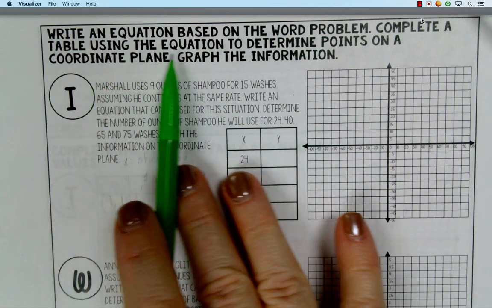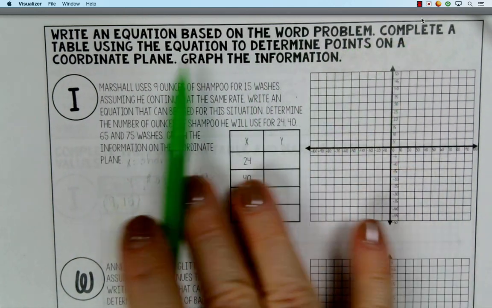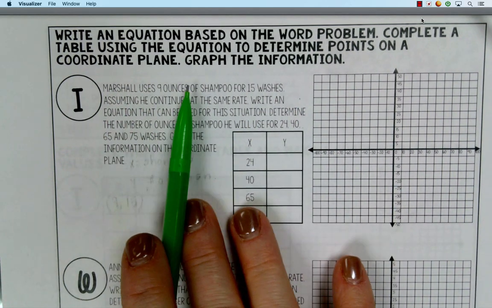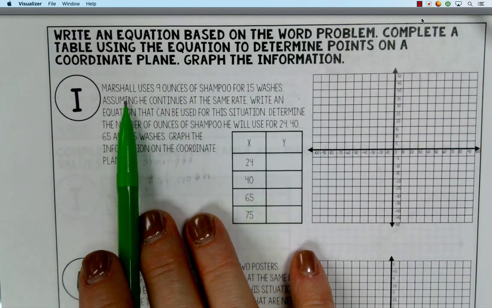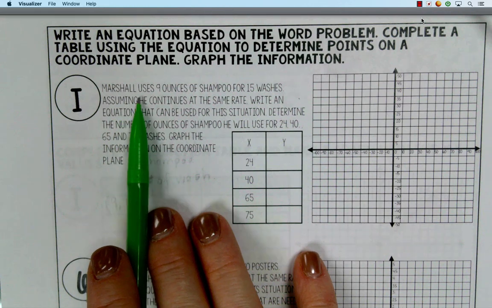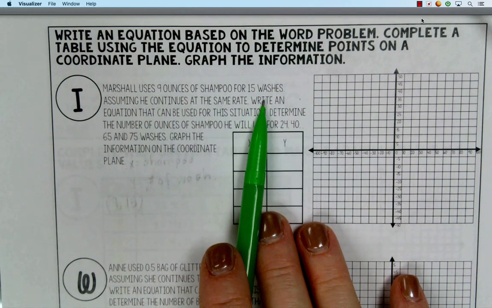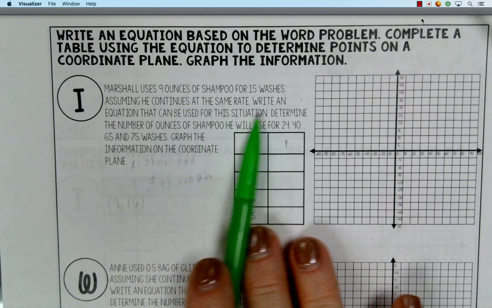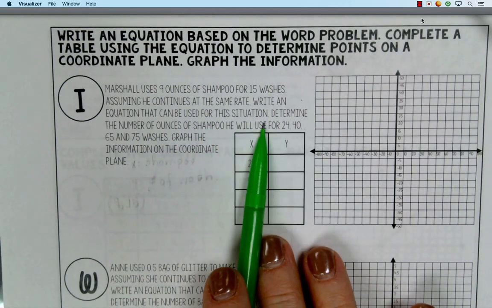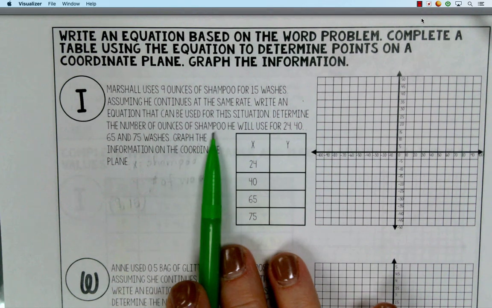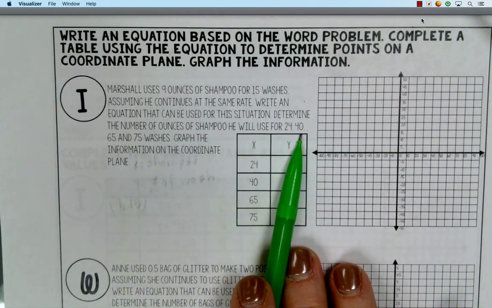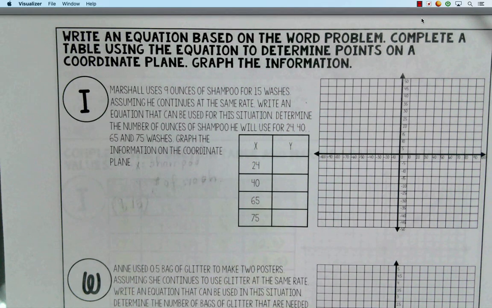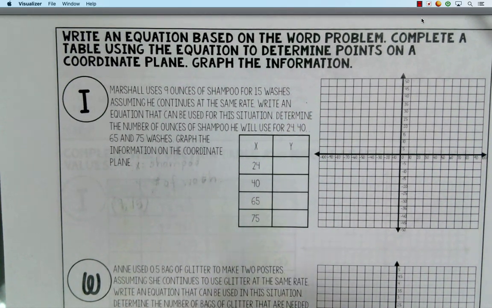Now we need to write an equation based on the word problem, complete a table using the equation to determine points on a coordinate plane, and then graph the information. So my problem says Marshall uses 9 ounces of shampoo for 15 washes. Assuming he continues at the same rate, write an equation that can be used for the situation. Determine the number of ounces of shampoo he will use for 24, 40, 65, and 75 washes, and graph the information on the coordinate plane.